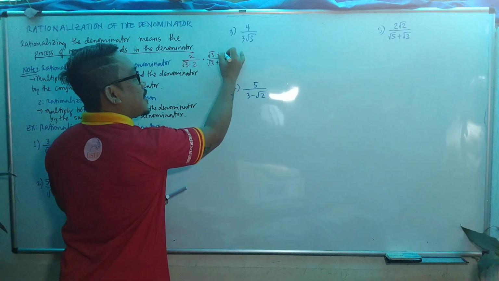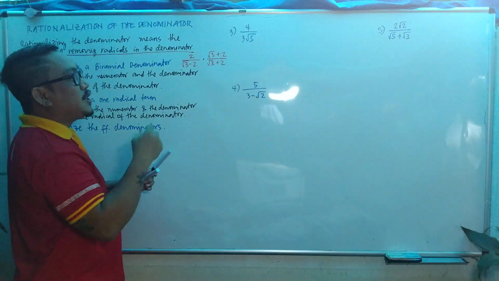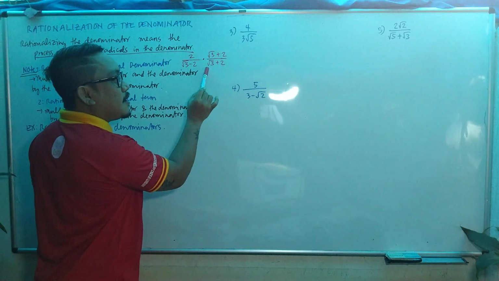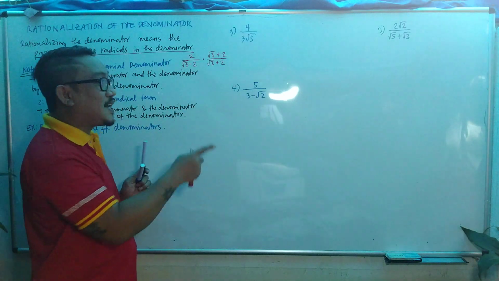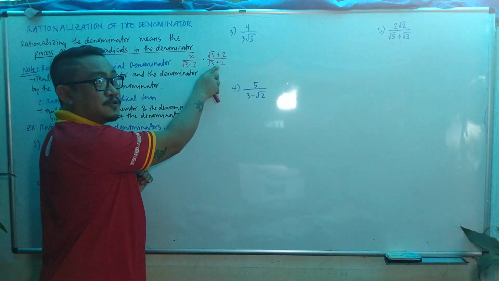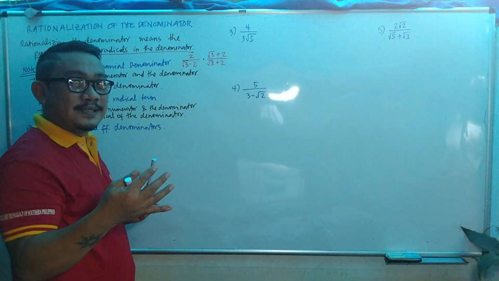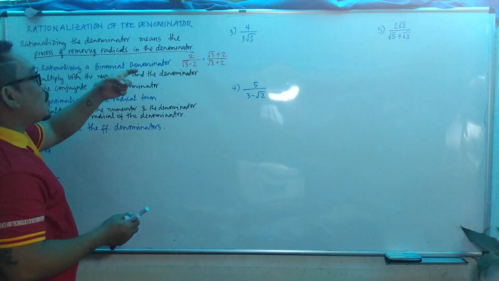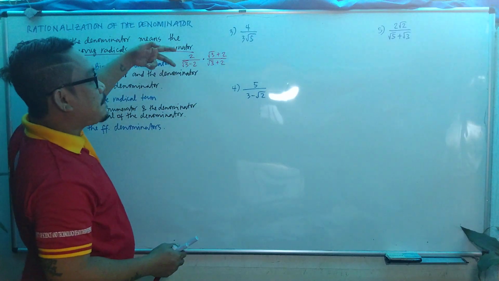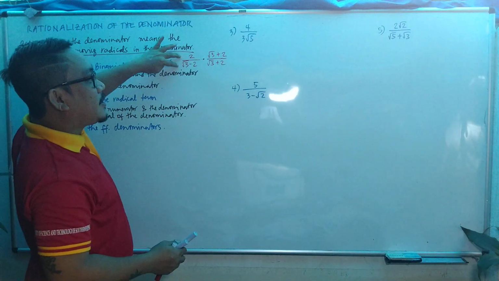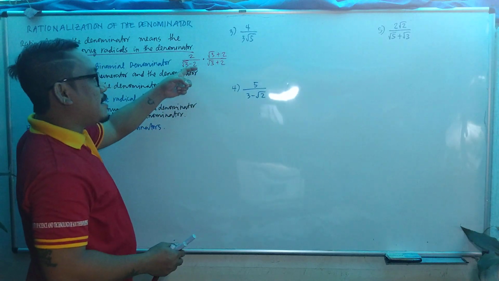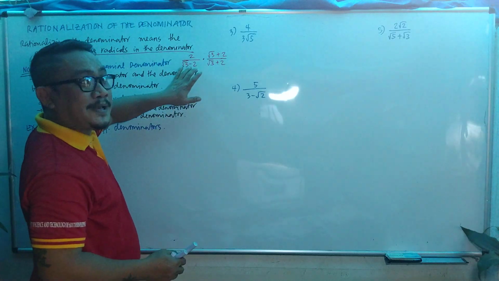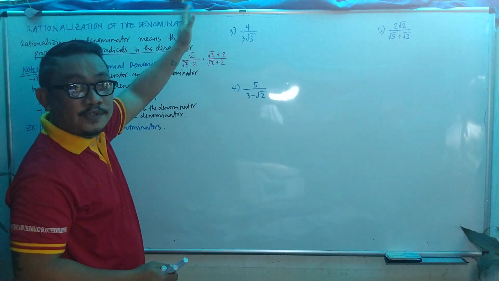We multiply both the numerator and then the denominator by the conjugate of the denominator. A conjugate has the opposite sign. If it is plus here, then it is minus there. Are you following, class? Okay, conjugate means the opposite sign. So, if the denominator is a binomial, we simply multiply the numerator and the denominator by the conjugate of the denominator, meaning the opposite sign. Whatever we multiply in the denominator, we also multiply in the numerator.